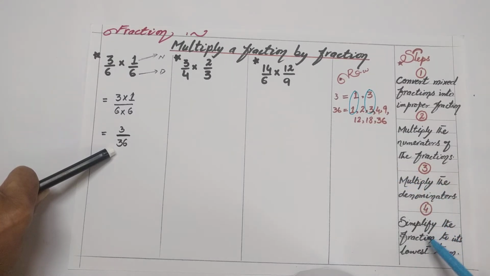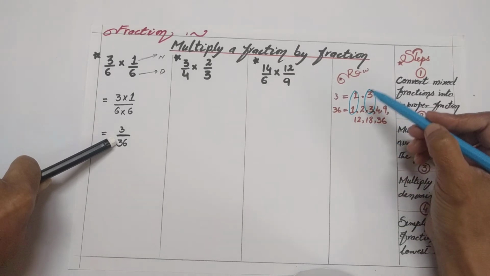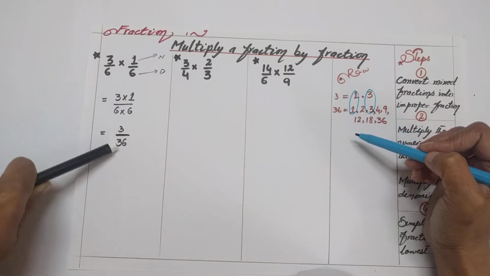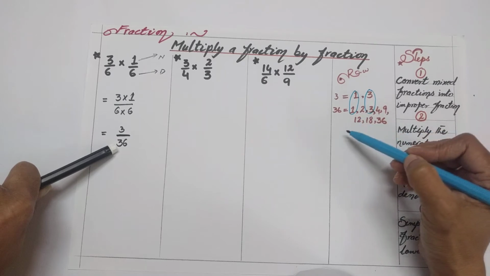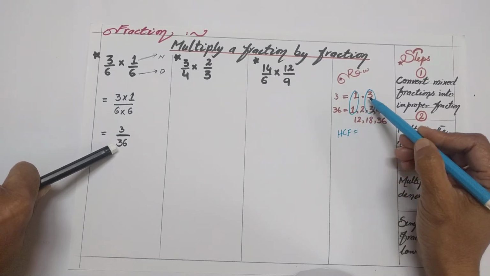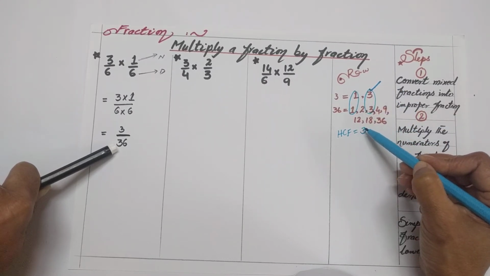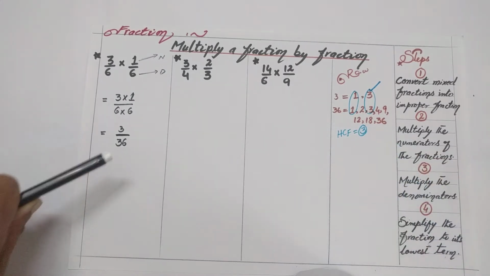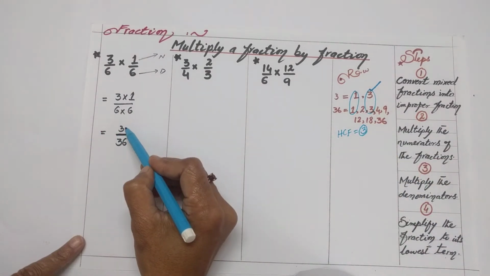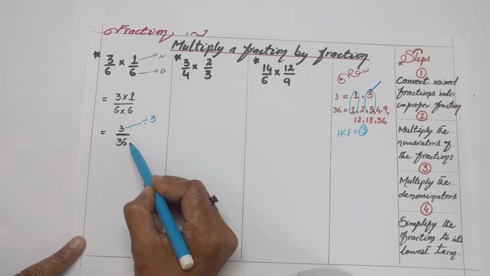So we have to simplify the fraction to its lowest term. To convert this fraction into the lowest term, we have to divide the numerator and denominator by the highest common factor. As we have two common factors, which one is the highest common factor? 3. 3 is the highest common factor. So to convert this fraction into the lowest form, we have to divide it by the highest common factor.